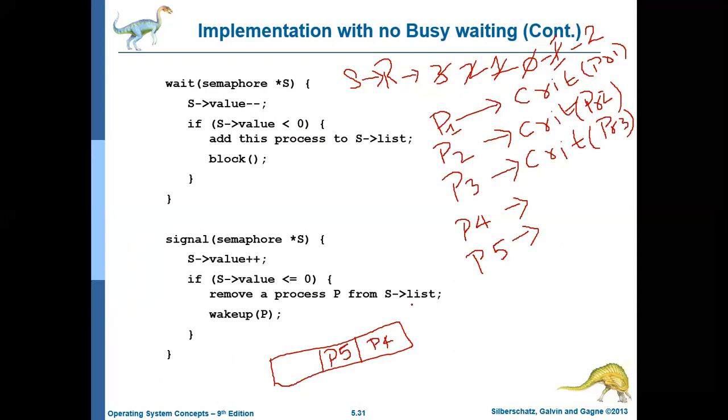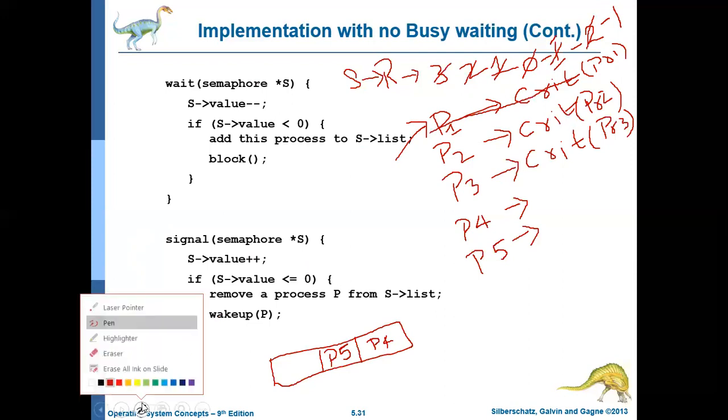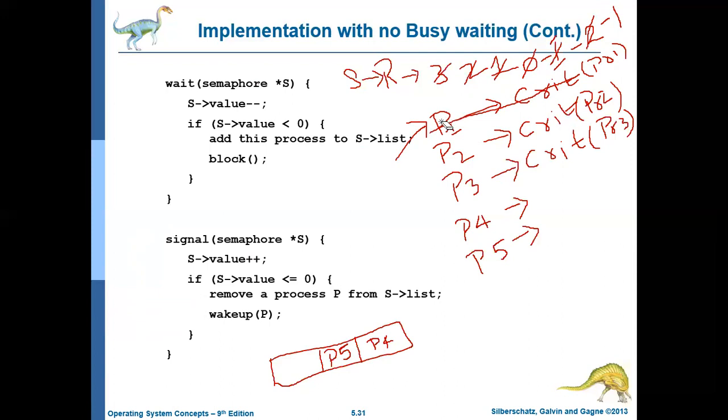Now say meanwhile P1 completed its task. So P1 will call signal. After calling signal, it will increment the value. After incrementing, -2 will become -1. So P1 has finished the job. After that it checks whether the value is less than or equal to 0 or not. No, still it is not less than or equal to 0.